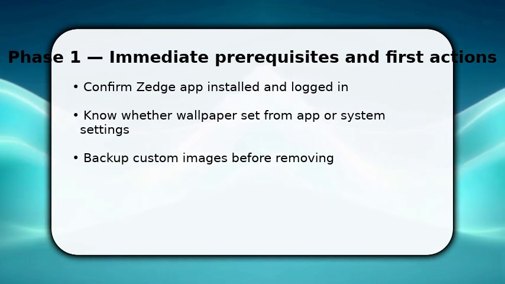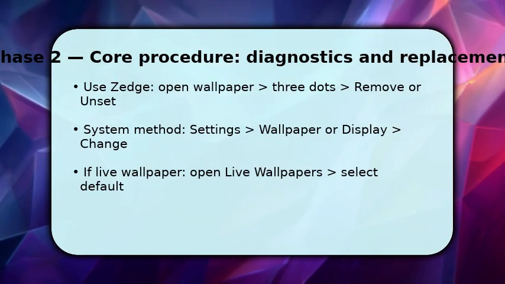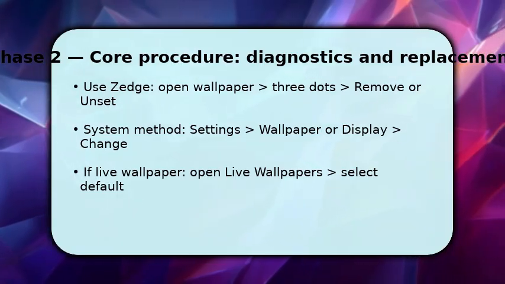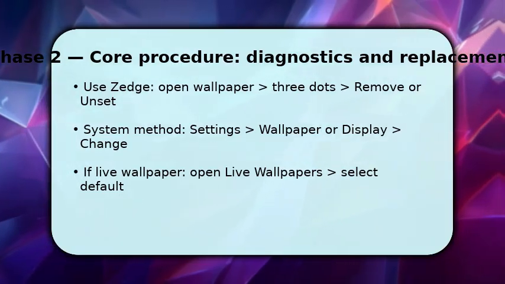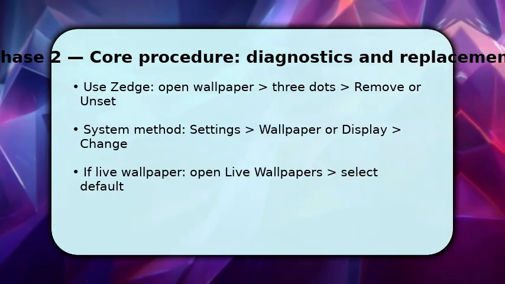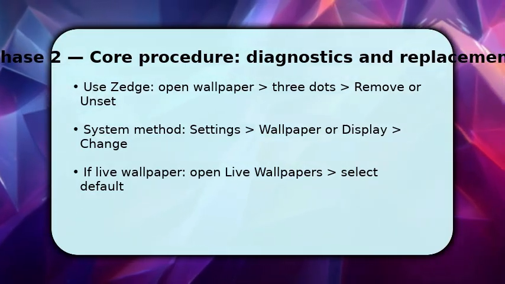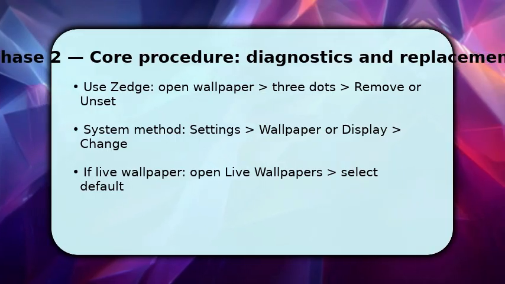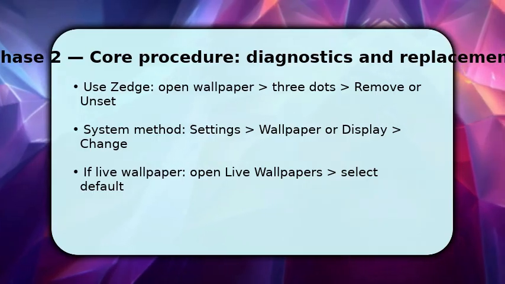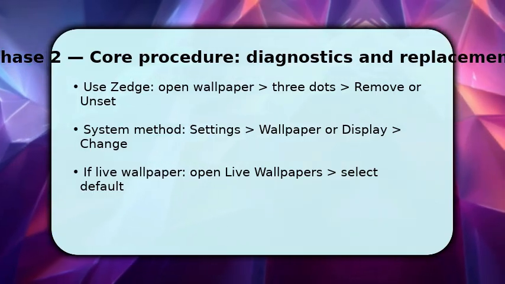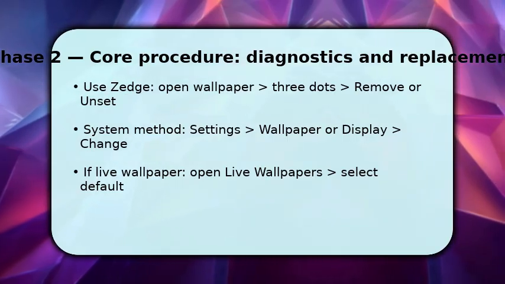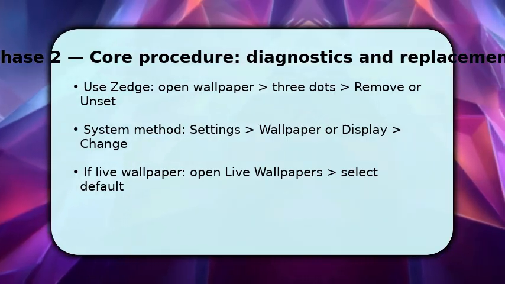You continue by removing the wallpaper through the correct interface. If it was set in Zedge, open the wallpaper page, tap the three-dot menu, and choose Remove or Unset. This clears Zedge's reference. If the wallpaper came from System Settings, go to Settings, Wallpaper or Display, select a new image or the default, and apply it. For live wallpapers, open Live Wallpapers on your device and switch back to a static default. This frees resources and stops any background activity.